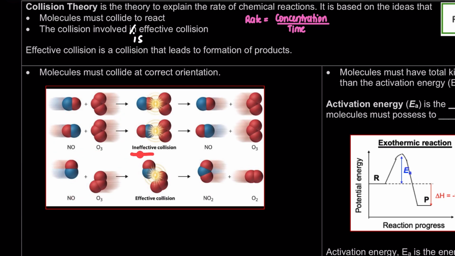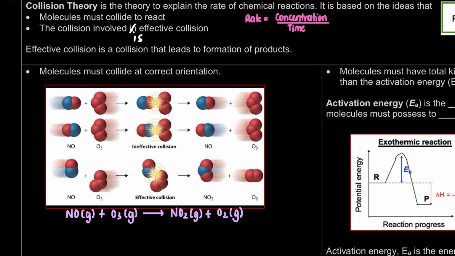For the case of ineffective collision, where the molecules do not collide at the correct orientation, we can see that the reactant and the product are the same: NO plus O3 and NO plus O3, because the molecules collide at an incorrect orientation. But for the bottom one, when NO and O3 collide at the correct orientation, it undergoes effective collision, and the product is different from the reactant, where NO plus O3 becomes NO2 plus O2.